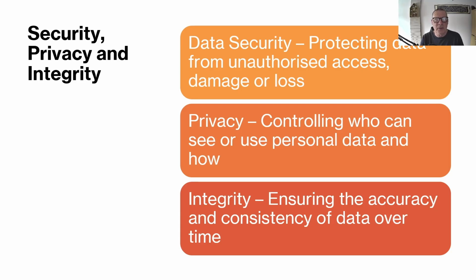So data security means protecting data from unauthorized access, from damage or loss. Privacy means controlling who can see personal data and how it's used. And integrity is about ensuring the accuracy and consistency of data over time.